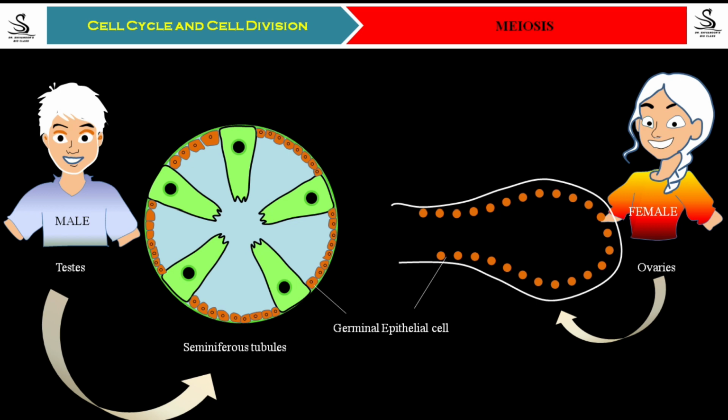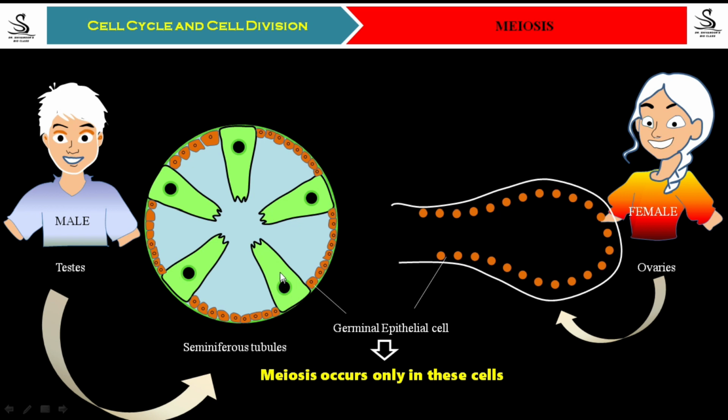Now listen here, students. Whatever germinal epithelial cells are there, either in the male testis or inside the female ovary, these germinal epithelial cells will start to divide and add a number of oogonia, and in those oogonia meiosis occurs. Remember that only these are the cells, in either the male body or the female body, dividing by meiosis. No other cells in both male and female will divide by meiosis.